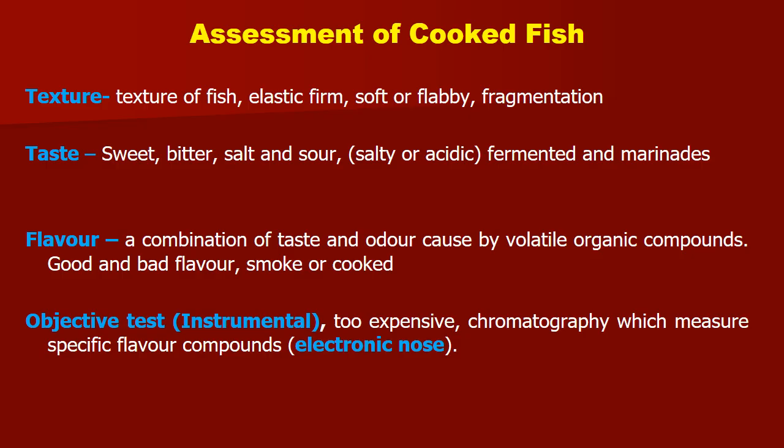Now we will discuss the assessment of cooked fish by the subjective method, that is, by using the human senses. First is the texture. We have an idea about the texture of meat when it is cooked, or fish muscle. It will have elasticity and firmness, or be soft or flabby, and fragmentation, whether it breaks easily.